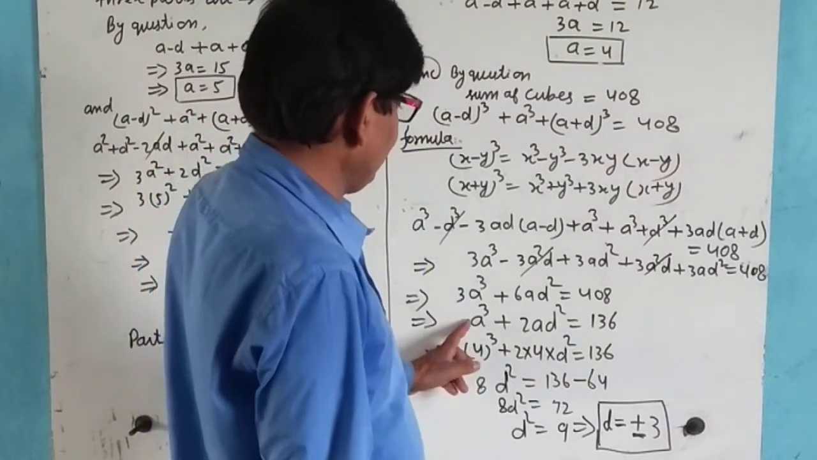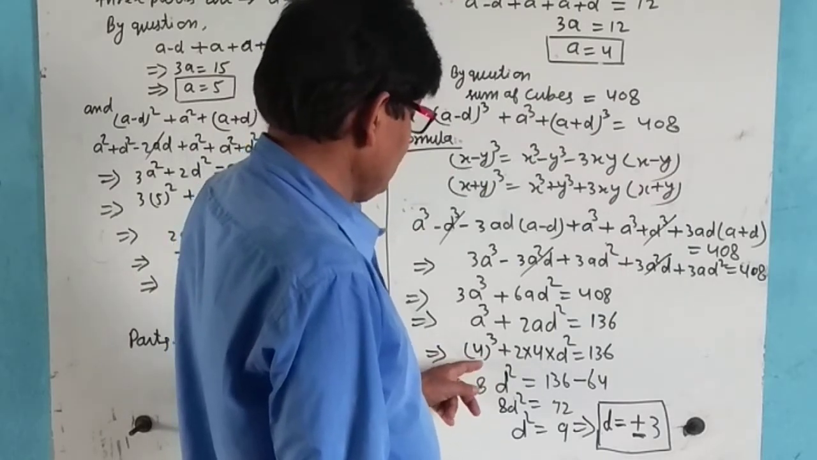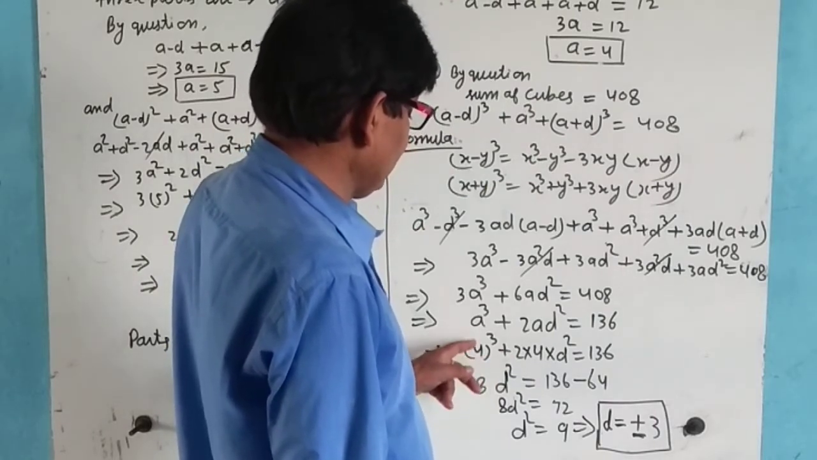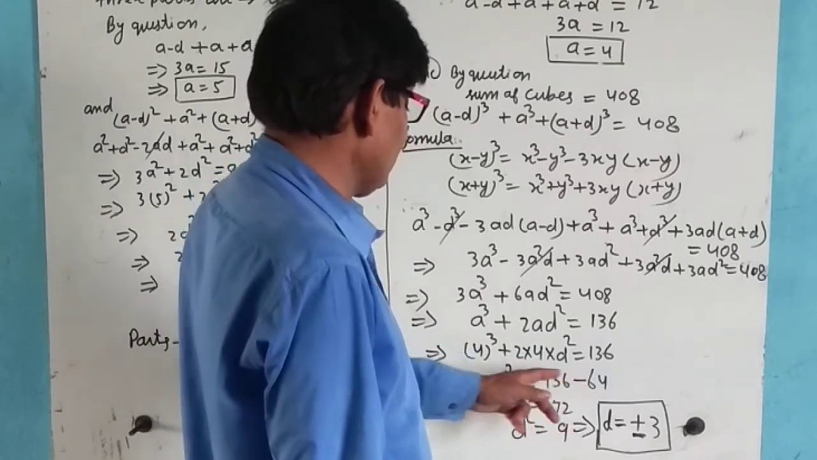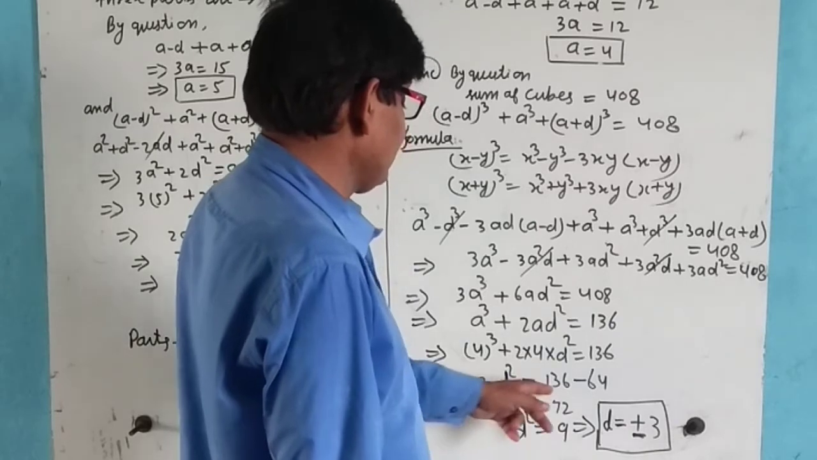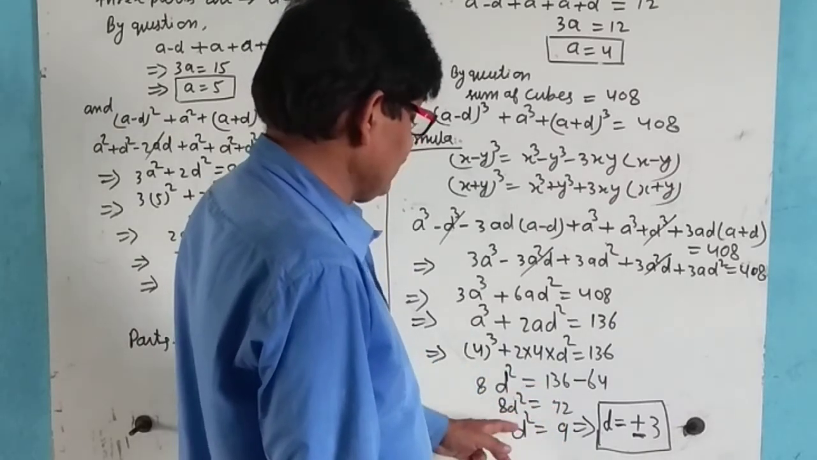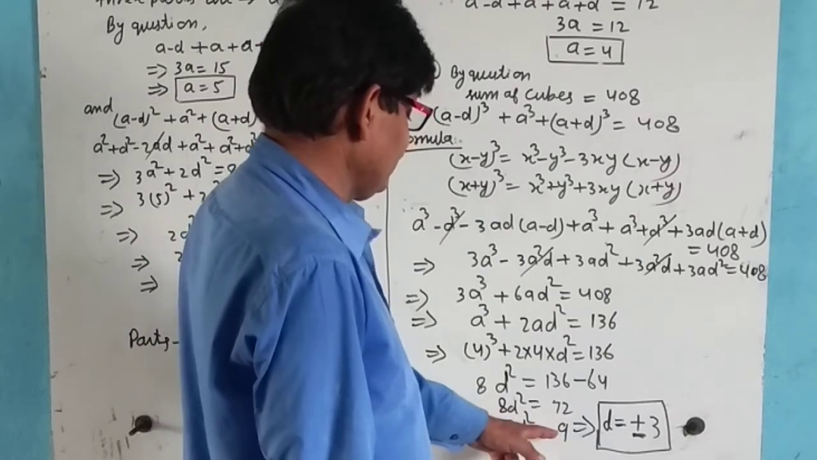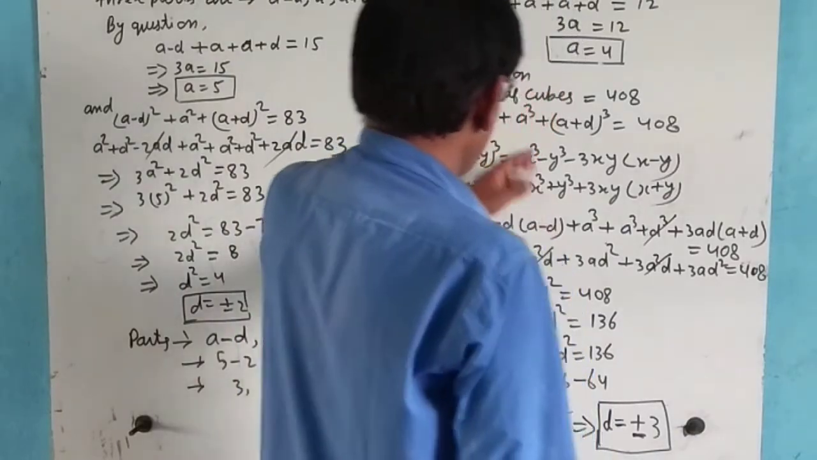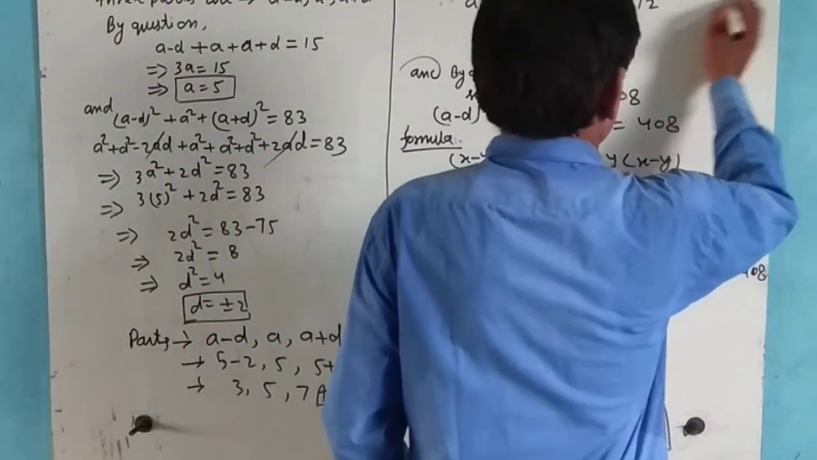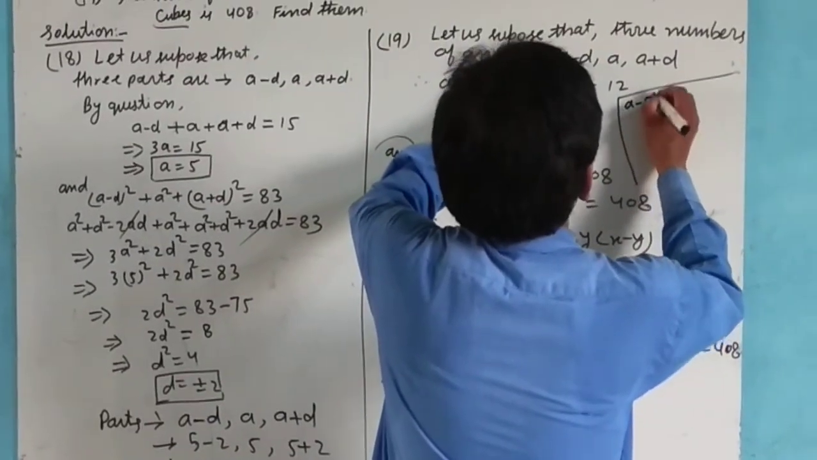Now putting the value of a equal to 4, 4 cubed is 64, this comes here, and 4 times 2 is 8, d square is equal to this, so that d square is equal to 72, d square is equal to 8 9 is 72, d is equal to plus minus 3. Now putting the value of a here.